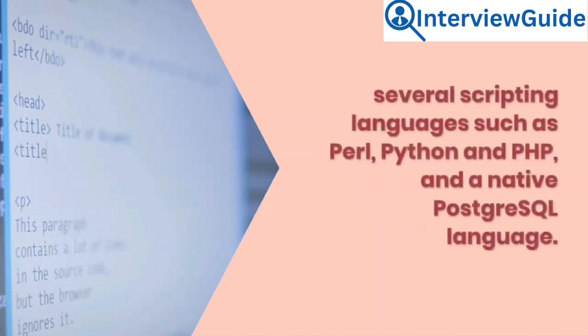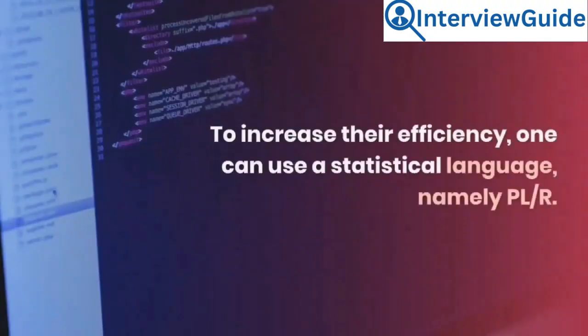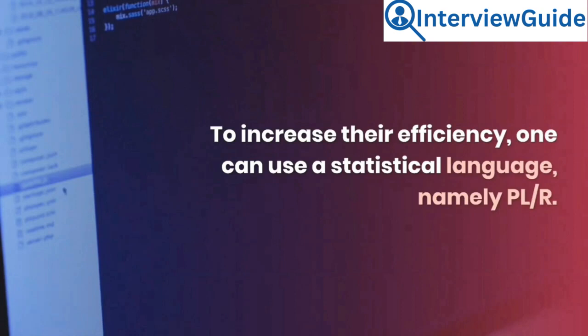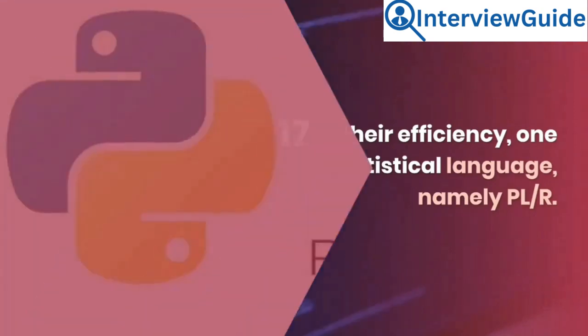Functions can be programmed using several languages such as PL/pgSQL, several scripting languages such as Perl, Python, and PHP, and a native PostgreSQL language. To increase their efficiency, one can use a statistical language, namely PL/R.